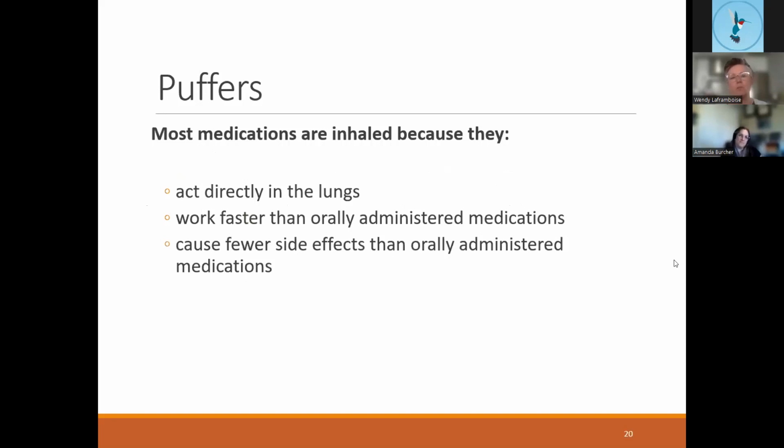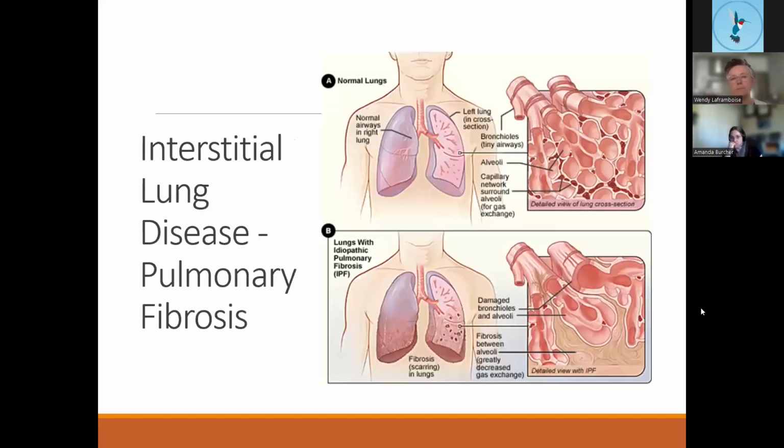Most medications are inhaled because they act directly in the lungs. They work faster than orally administered medications, and they cause fewer side effects than orally administered medications. So you can see the benefit of the puffer for sure.